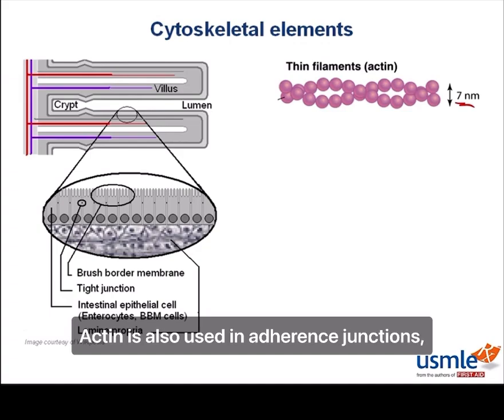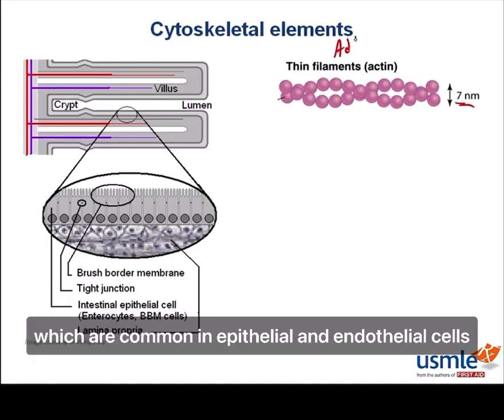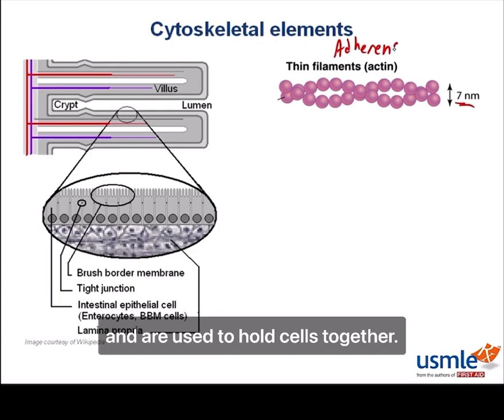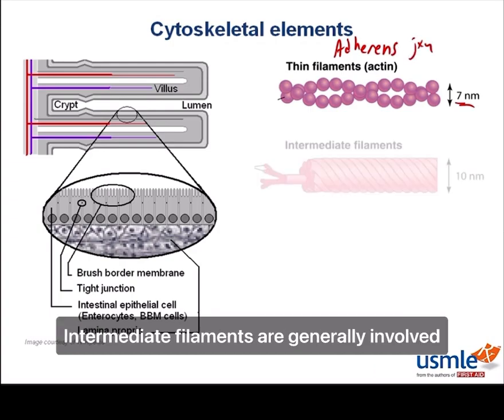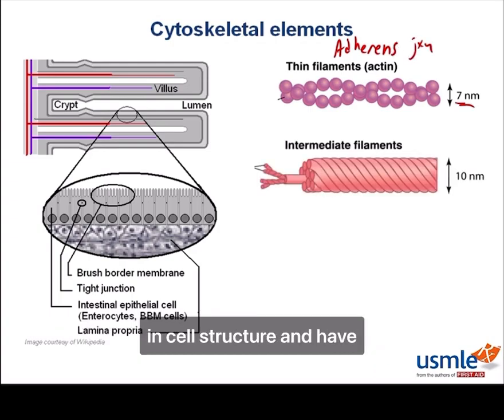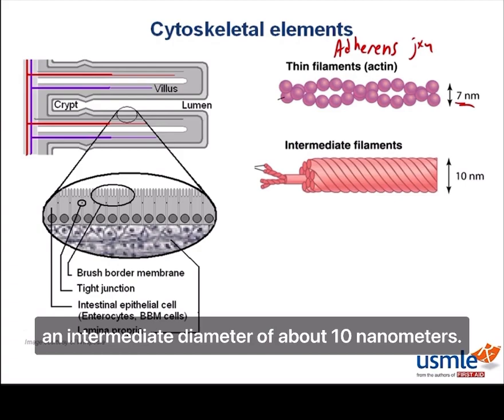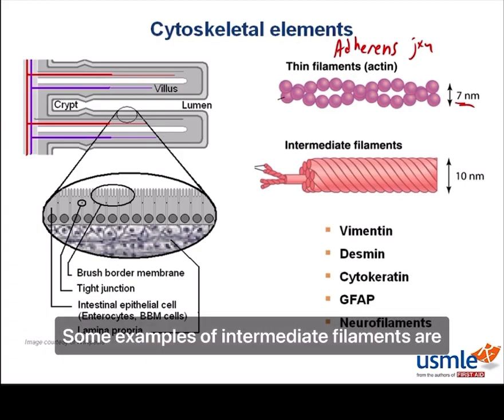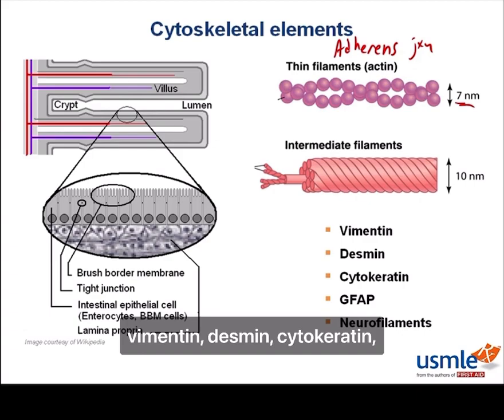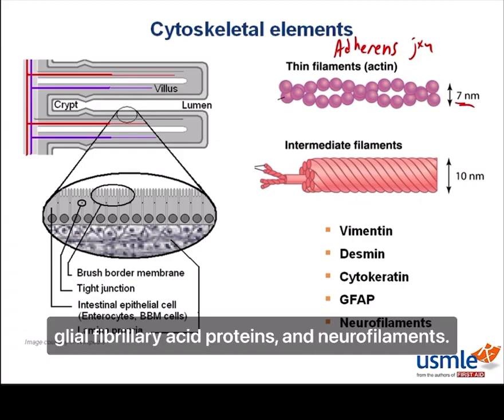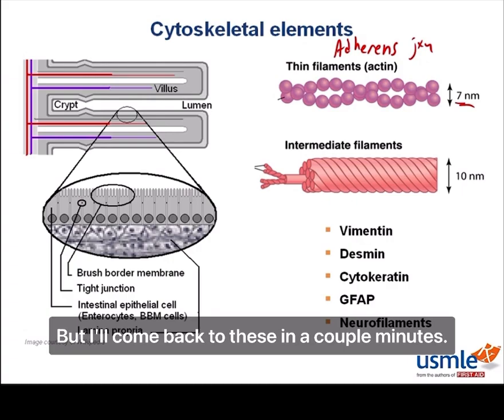Actin is also used in adherens junctions, which are common in epithelial and endothelial cells, and are used to hold cells together. Intermediate filaments are generally involved in cell structure and have an intermediate diameter of about 10 nanometers. Some examples of intermediate filaments are vimentin, desmin, cytokeratin, glial fibrillary acid proteins, and neurofilaments, but I'll come back to these in a couple minutes.